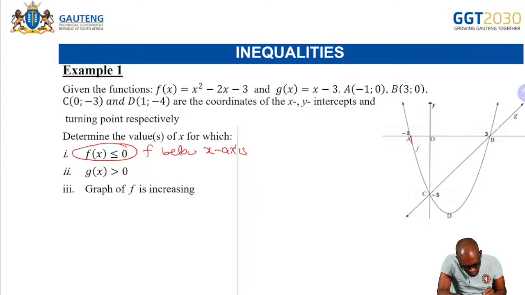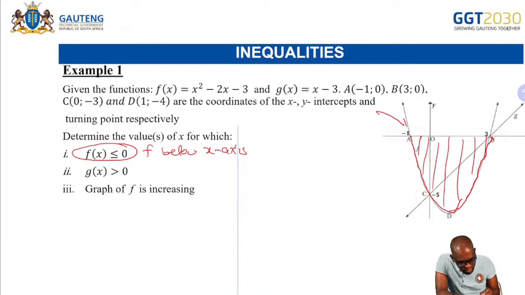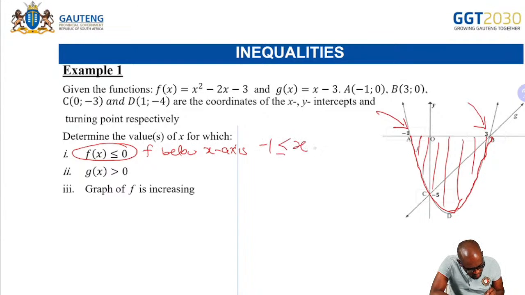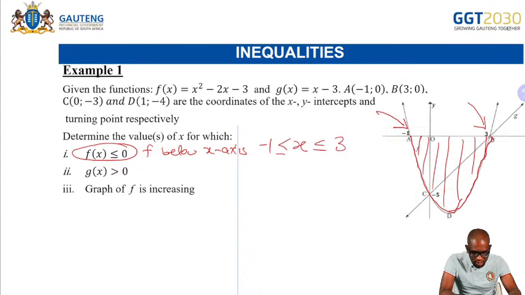So this is the graph of f. This is the region on the graph of f that is below the x-axis. So this region can be shaded like that. You can see that it's a region that starts at -1 and ends at 3. So we are going to say this is when x is trapped between -1 included and 3 included. So that's what basically it means to us when they say f of x is less than or equal to 0.